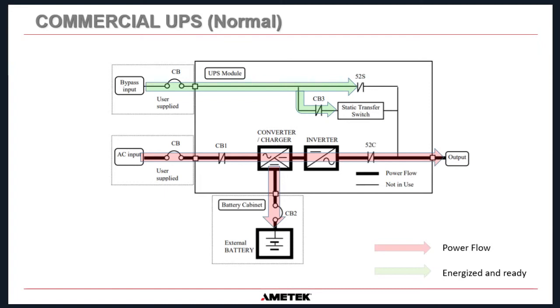Okay, so if you look at the diagram, you have the AC input on the left hand side, and that is where your 480 volts three-phase usually comes in. And it comes in from this point here through an external circuit breaker and into the UPS through contactor CB1. And then that AC goes into the converter charger. And in this circumstance, it could be just a straight diode bridge rectifier that converts the 480 volts to a 650 volt DC supply onto the DC bus here.